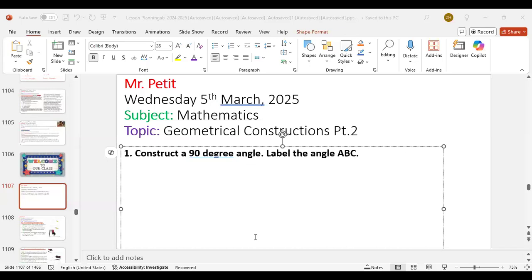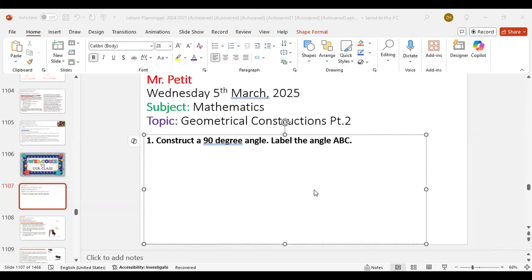All right, so write this down for me, please. We have to construct this 90-degree angle. Can anyone remember how to construct it? What do we do to construct it? First we draw a straight line. Draw a straight line. And what? Draw a ray.